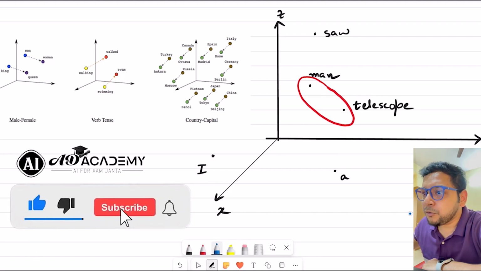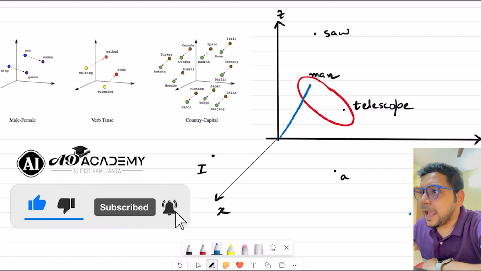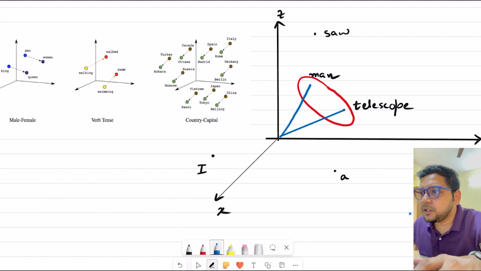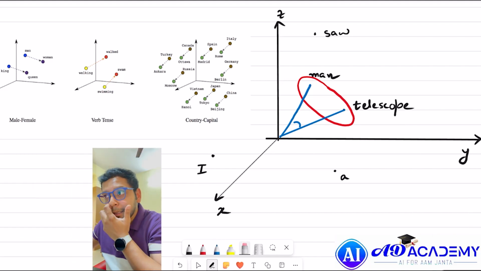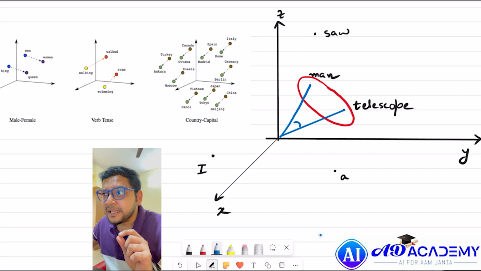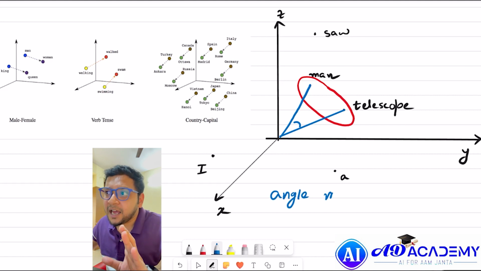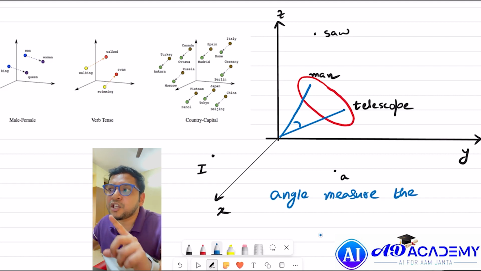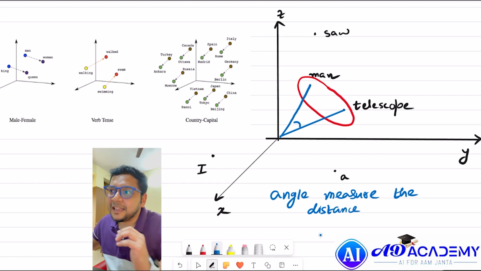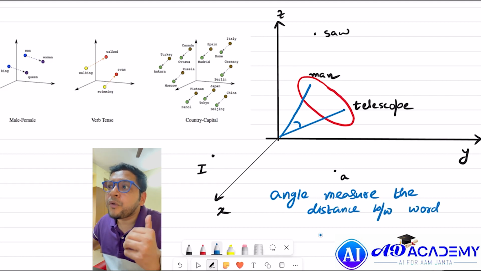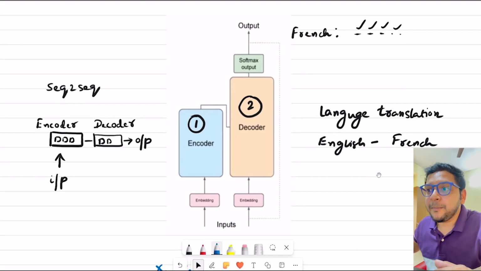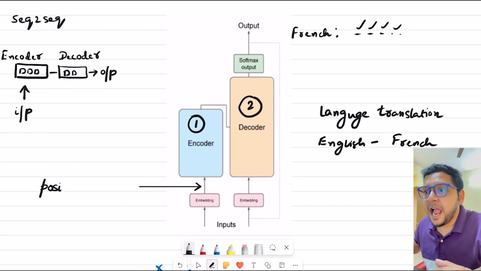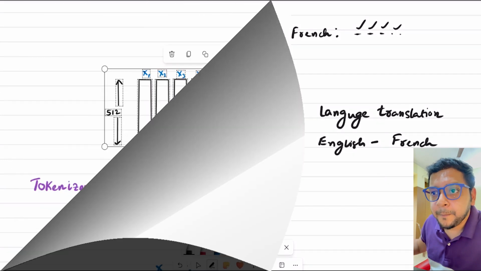And we can also find the angle between these words. This angle measures the distance between the words. The smaller the angle is, it means the closer the words are, and those words are much more related to each other, and thus it can give more weightage to those words. Once this contextual embedding is done, we also add positional embedding.